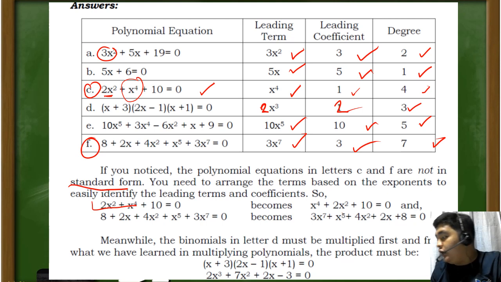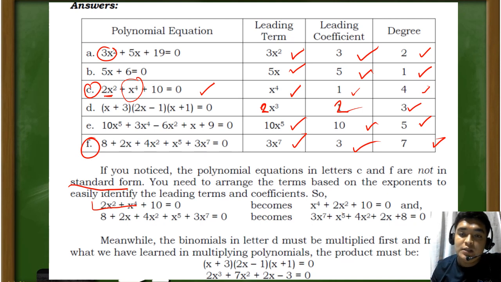From what we have learned in multiplying polynomials, the product must be found. Otherwise, we can no longer identify the leading term, leading coefficient, or the degree of the polynomial. So we will multiply the three: x plus 3 times 2x minus 1 times the quantity x plus 1. The result is 2x cubed plus 7x squared plus 2x minus 3.